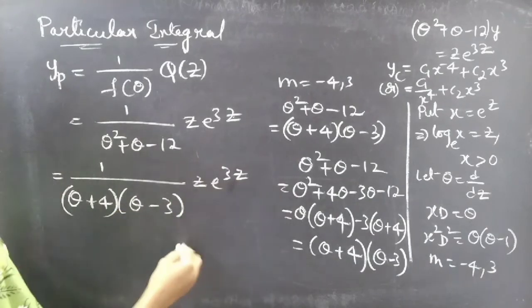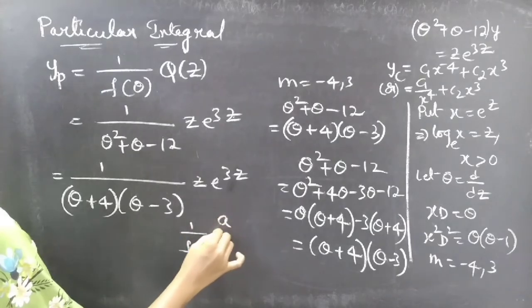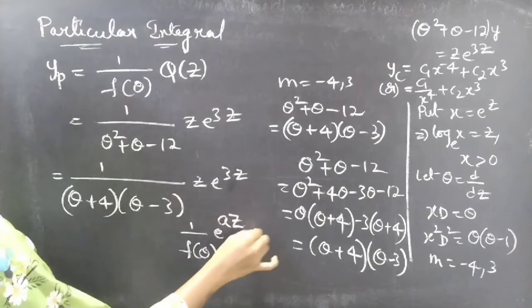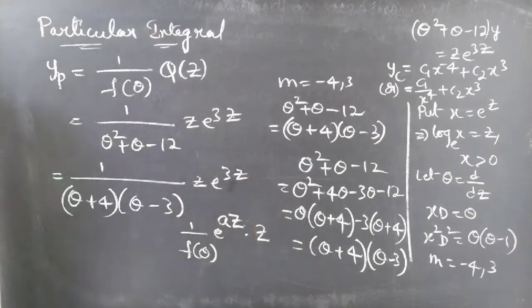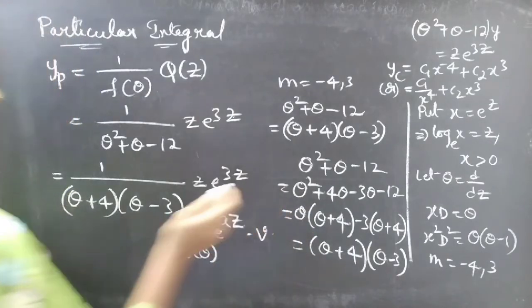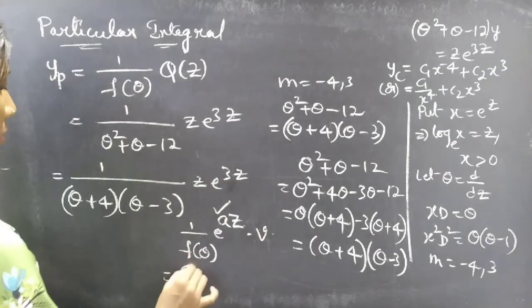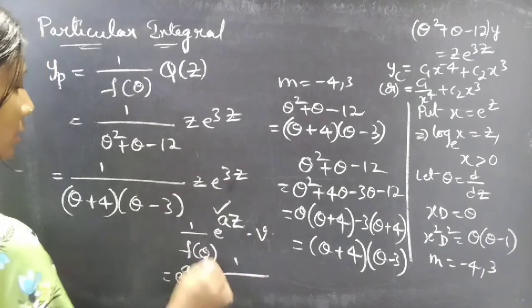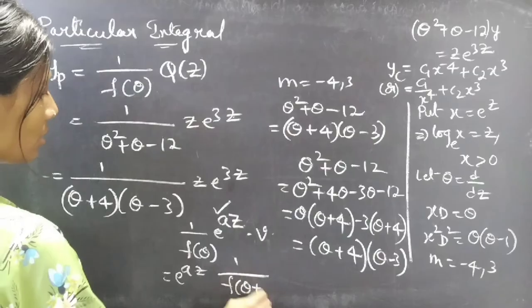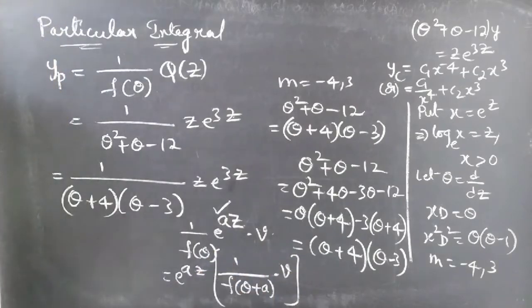And see, this is of 1 by f of theta into e power az into z form, right? Not z, just a function of z, say v. Now we'll shift e power az towards left by replacing theta with theta plus a, and later we'll operate v with 1 by f of theta plus a.